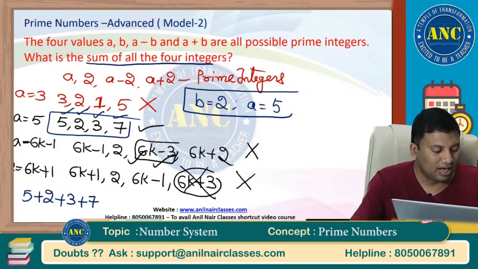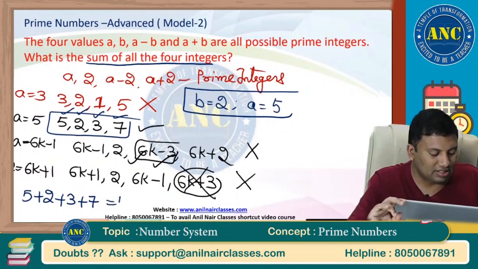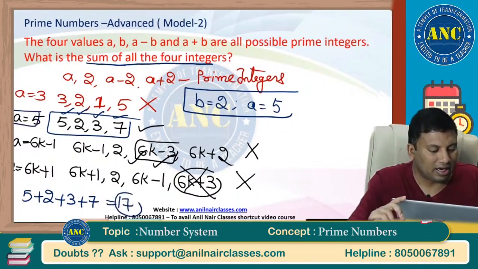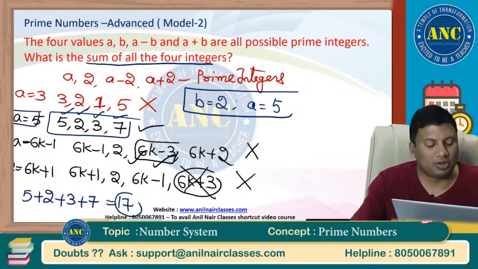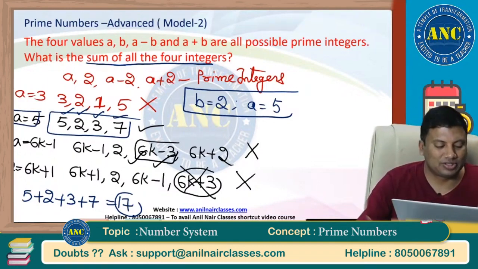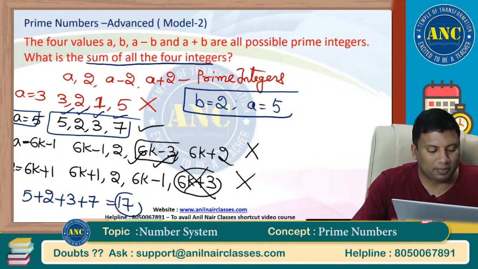I hope the idea is clear. So, the answer is 17. A is 5 and B is 2. 5, 2, 5 minus 2, 5 plus 2. 5 plus 5 is 10, 10 plus 7 is 17.